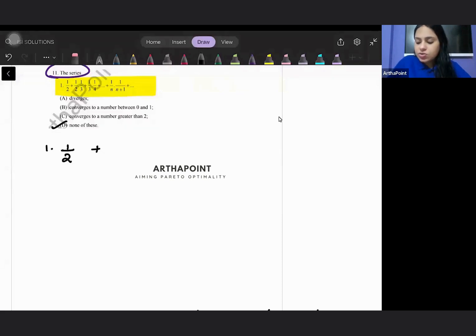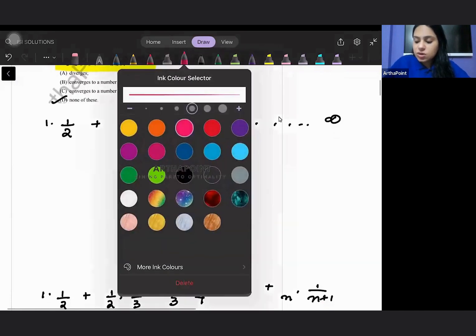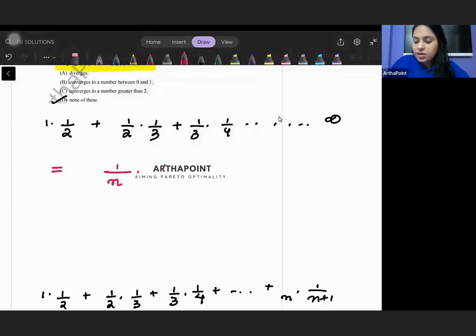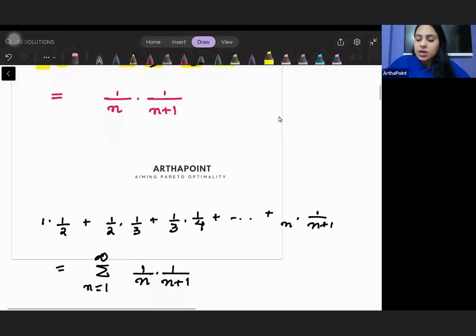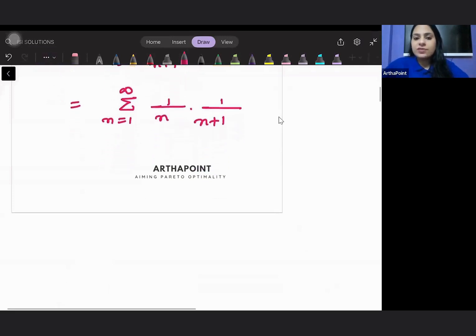So this is 1 into 1 by 2 plus 1 by 2 into 1 by 3 plus 1 by 3 into 1 by 4 and so on, and it is going till infinity. Just by looking at the form, it should be easily understood that this is of the form 1 upon n into 1 upon n plus 1. See here, this is n plus 1, n plus 1, n plus 1 and so on. So we can take this as the sum of the series 1 upon n into n plus 1, where n goes from 1 to infinity.